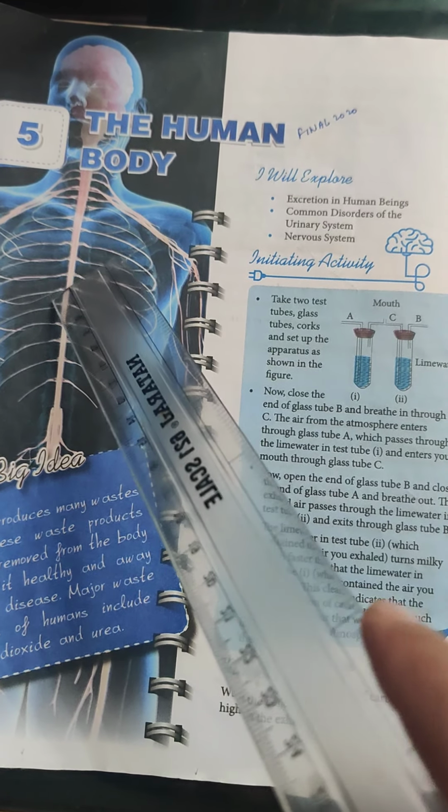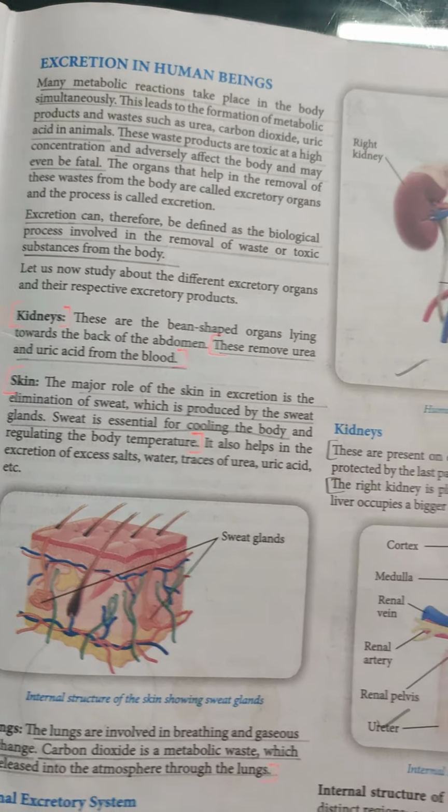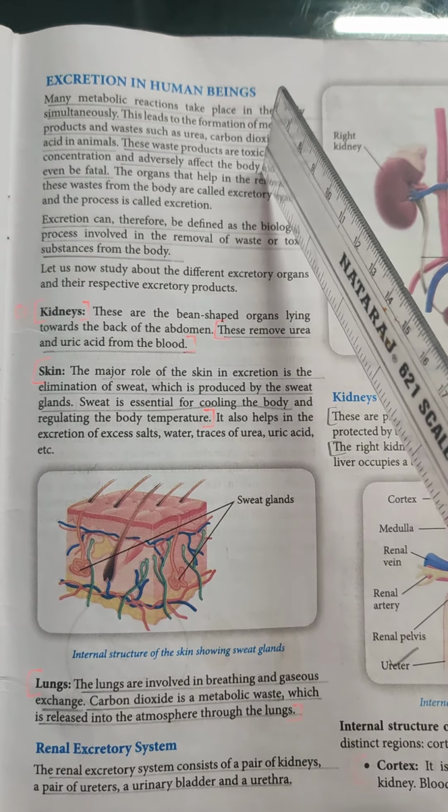Today I will explain to you the 5th chapter of biology, the human body. We will begin with excretion in human beings.